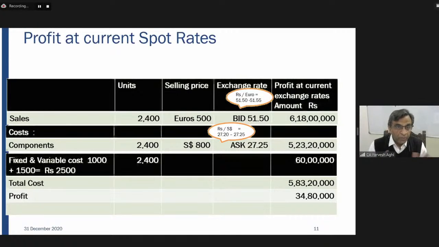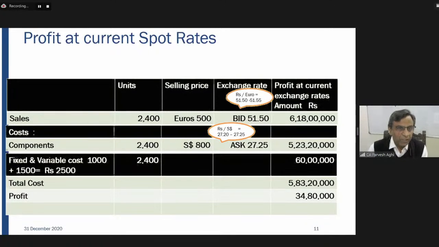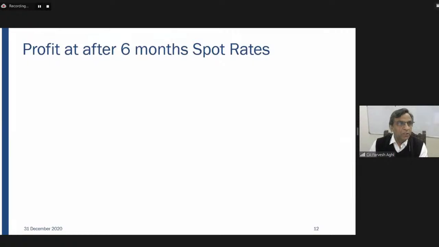And always remember, the bid is lower, the ask is higher. While you buy currencies, you have to pay a higher rate. While you sell your currency, when you receive it from abroad, you get a lower rate. We have explained this in our basics. So he makes a profit of 34 lakh 80,000. But that was not the case, because he had to wait for 6 months to get his money.